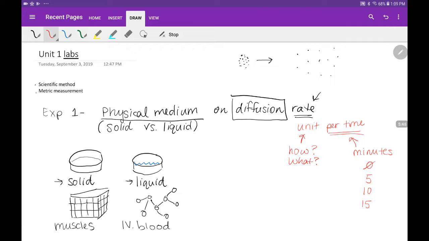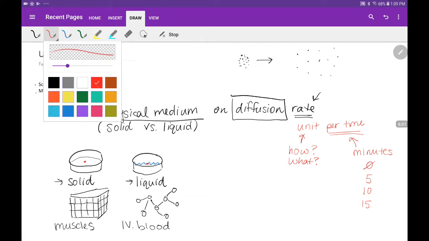So one of the things that we can do is take an amount of Red 40, which is just a food dye. It's found in Gatorade, basically. And we can put a little bit of Red 40 in each. And then over time, we can see it spread.